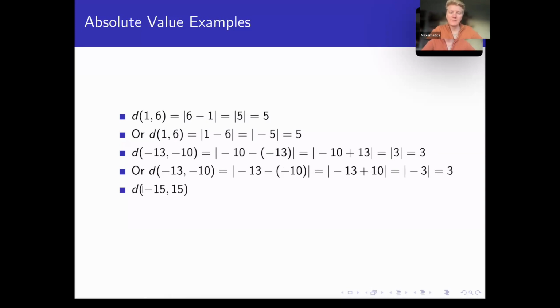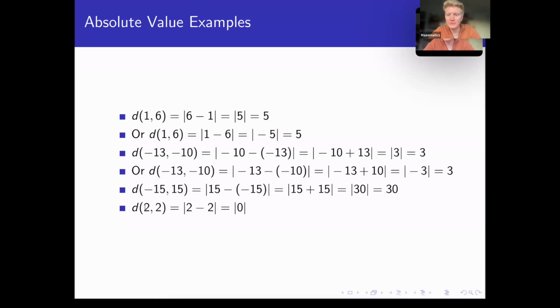The distance from negative 15 to 15, well, absolute value of B minus A, negative negative creates a plus. 15 plus 15 is 30. Absolute value of 30 is 30. The distance from 2 to 2, how far away from 2 is 2? Well, 0 units, but here's proof why. Absolute value of B minus A, 2 minus 2 is 0. Absolute value of 0 is 0.